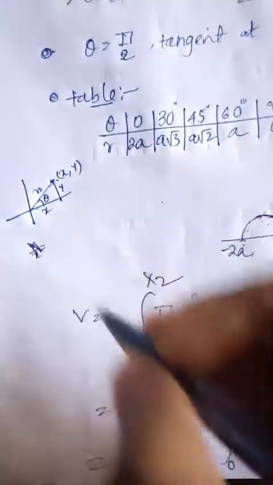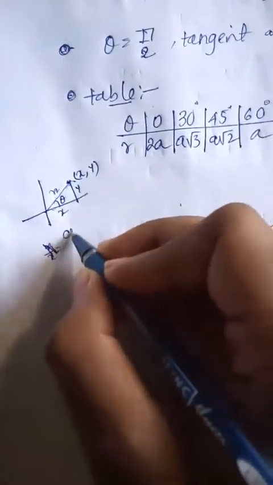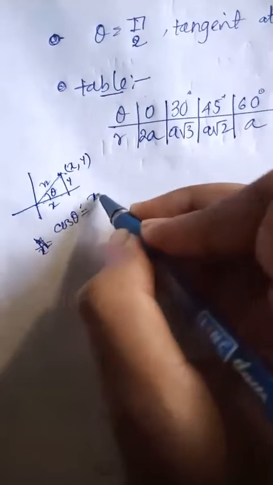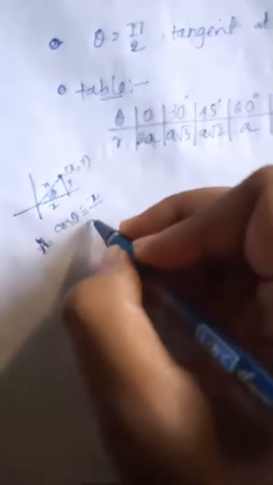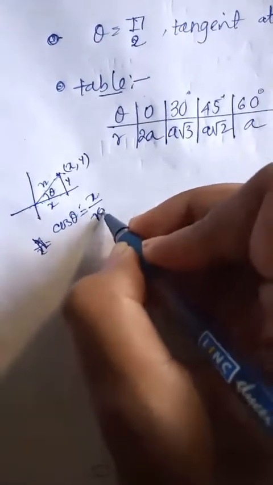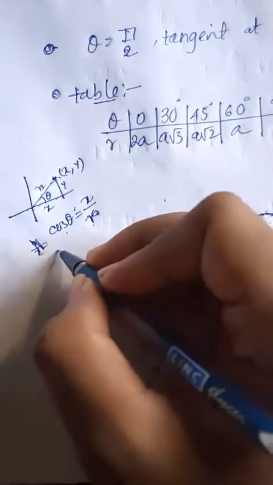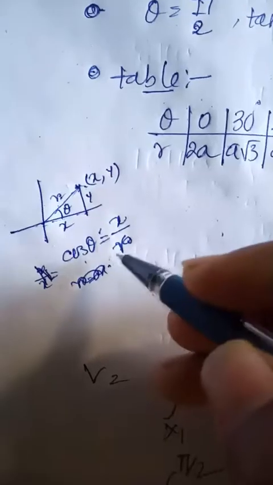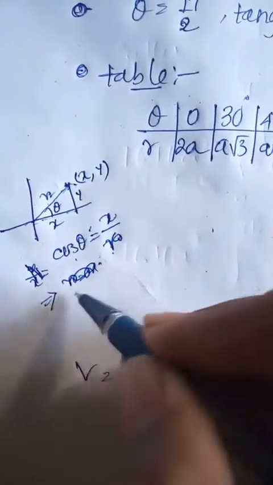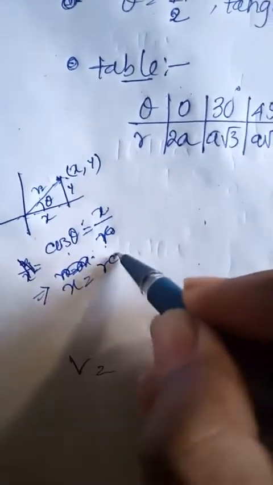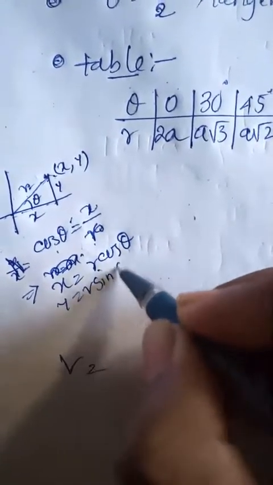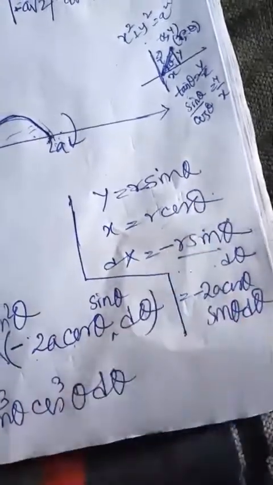Let's start with cos theta. Cos theta is x divided by r. So x is equal to r cos theta. Similarly, we can say y equals r sin theta, and I have already written it here. So y equals r sin theta and x equals r cos theta.